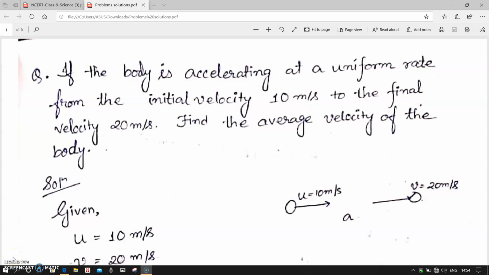Now let's look at this problem. So what is this problem saying? If the body is accelerating at a uniform rate from the initial velocity 10 meter per second to the final velocity 20 meter per second, find the average velocity of the body.